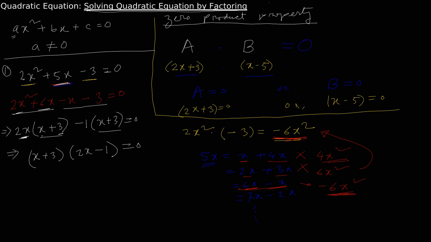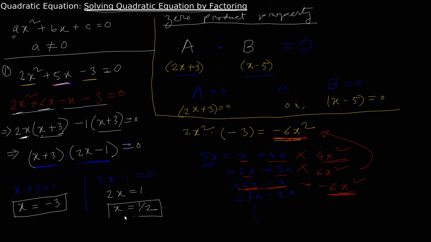Now as you see, I have two mathematical expressions in product form, and the product is equal to 0. So exactly this a multiplied by b form. So I can write that x plus 3 equal to 0 and/or 2x minus 1 equal to 0. If I do that, I get x equal to negative 3, and here 2x equal to 1, so x equal to half.